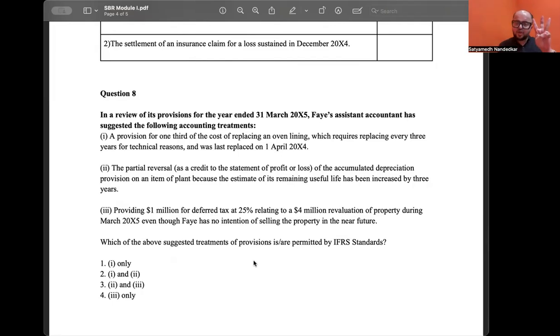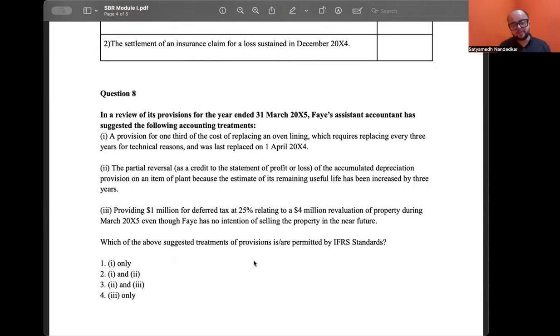Now, to create a provision, you need four ingredients. Present obligation as a result of a past obligating event. It is probable that there will be an outflow of economic benefits. And point number four, what is point number four? That a reliable estimate of the amount of the provision can be made.